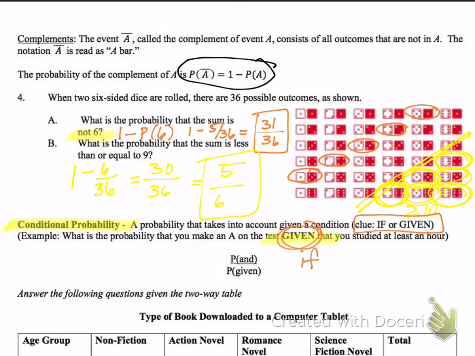Clue, if, or given, right here. So if the question says if or given, then that means that it's going to be a conditional statement. So what we have right here is a two-way contingency table, and we're going to be able to find probabilities based off of reading this table.